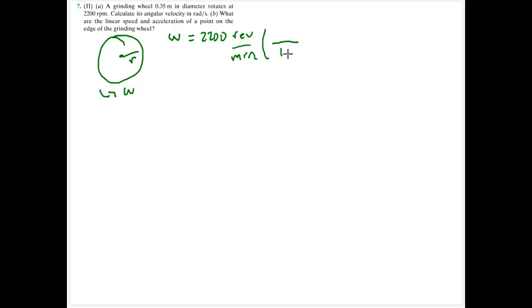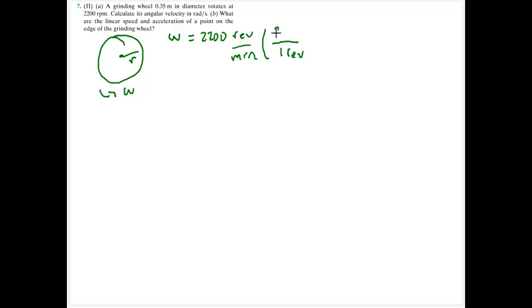Okay, some additional problems for Chapter 8. Here I'm going to have a grinding wheel. The grinding wheel is going to have some radius and some angular velocity. It tells me that that angular velocity is 2200 RPM, or revolutions per minute. First thing I need to do is convert revolutions per minute into radians per second.